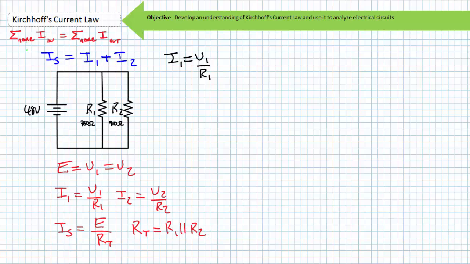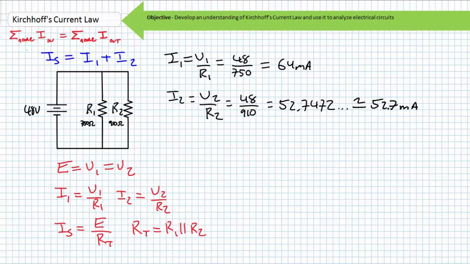Given I1 equals V1 divided by R1, substituting in the necessary values, we find I1 to be approximately 64 milliamperes. Given I2 equals V2 divided by R2, we find I2 to be approximately 52.7 milliamperes. Given our earlier KCL analysis, Is equals I1 plus I2, so we find Is to be approximately 116.7 milliamperes.